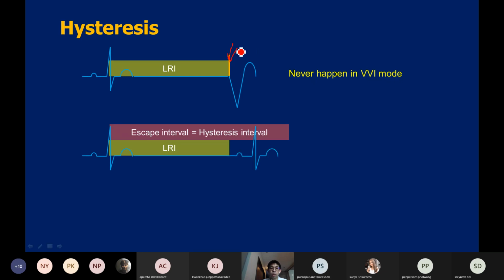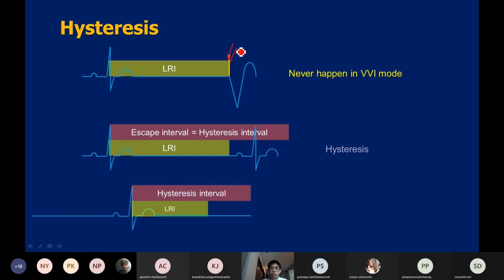Yes, it's called the hysteresis interval. This is one of the modes that is used in the single chamber pacemaker to promote the intrinsic rhythm. Because, as we know, if a patient gets the intrinsic rhythm, it would be better than the paced rhythm. So the pacemaker companies try to promote the intrinsic rhythm by adding this function in the single chamber pacemaker.